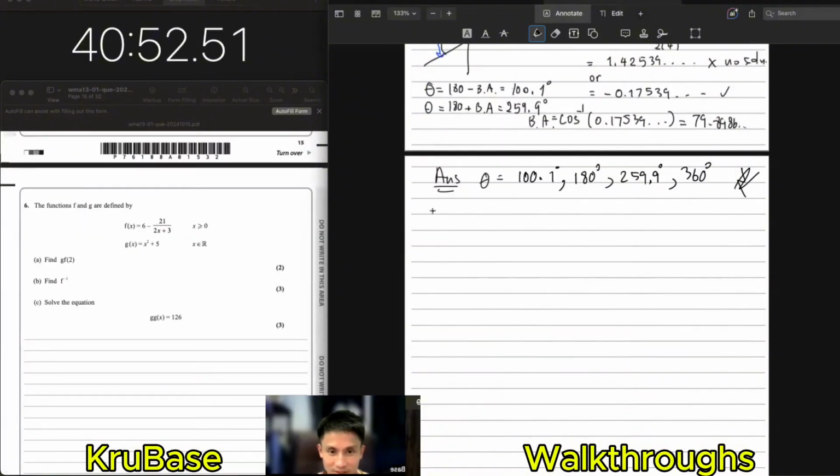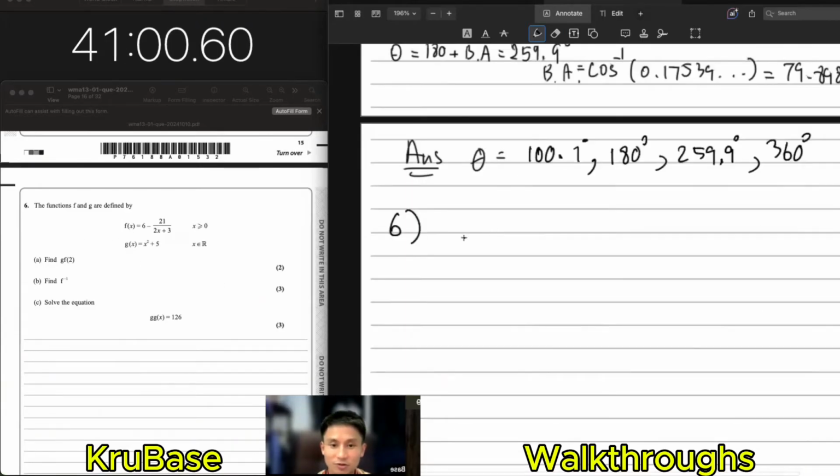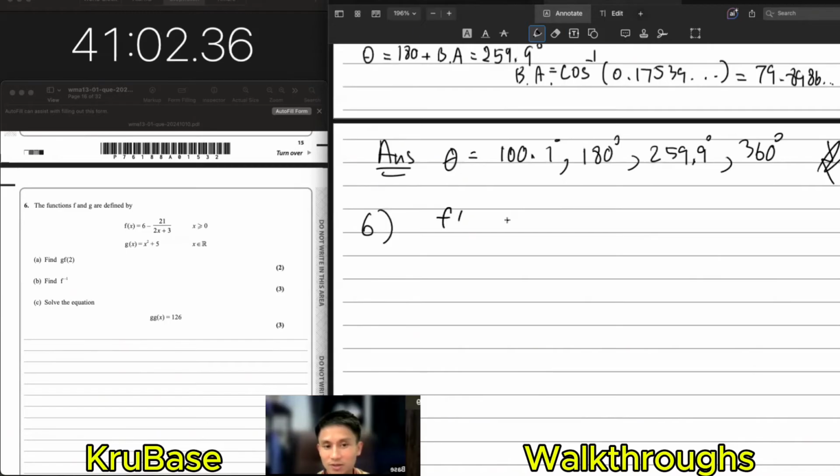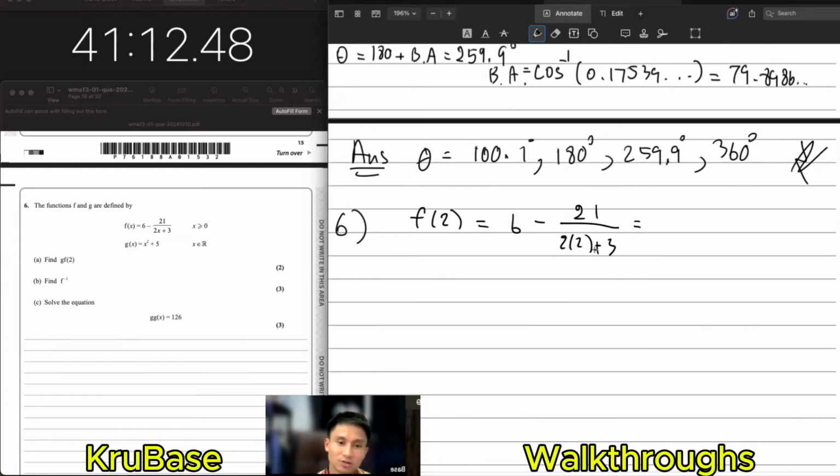So number 6. The functions f and g are defined by these. Okay, we find g of f of 2. So we find f of 2 first, maybe. For f of 2, we just substitute 2 in there. So that's going to be 6 minus 21 over 2 times 2 plus 3. So 2 times 2 plus 3 is just 7. 21 divided by 7 is 3. So 6 minus 3 is 3.